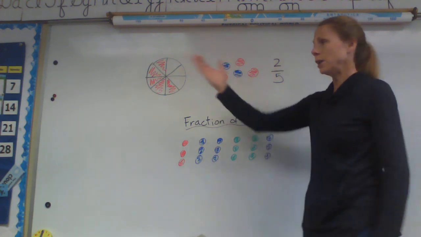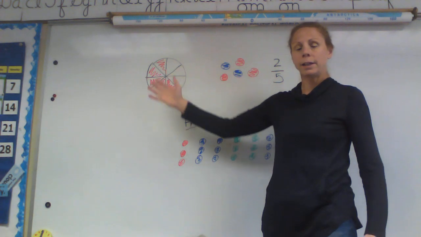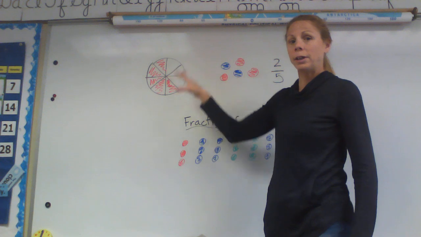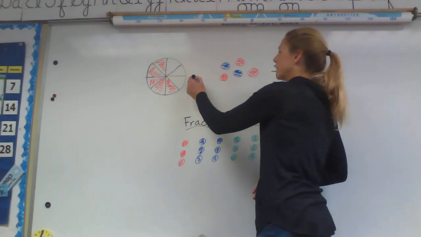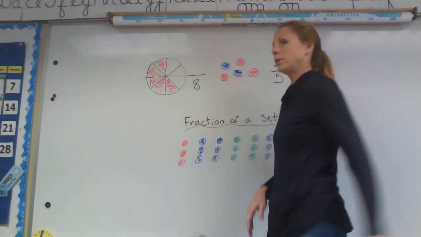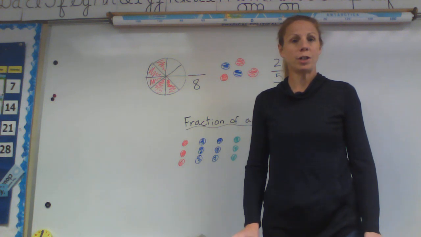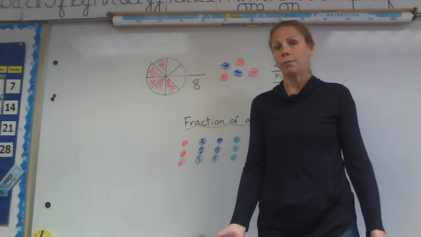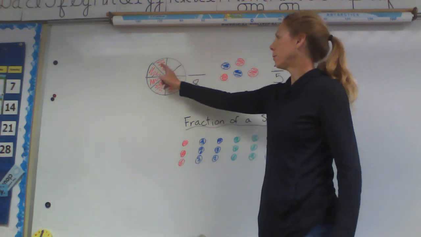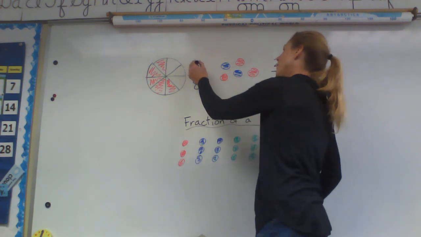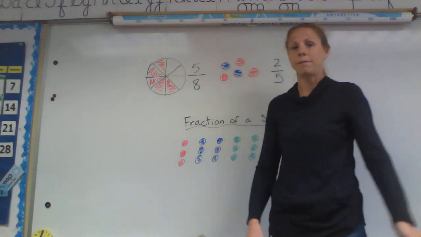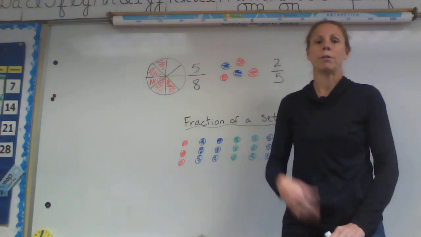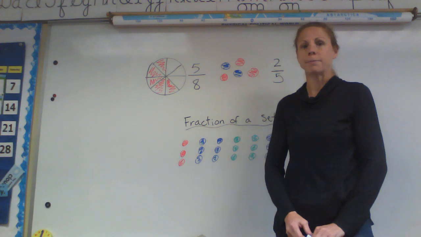So if we go over here to our pizza, how many parts are in the whole pizza? There are 8 parts. That's our denominator. How many parts are shaded red? What fraction of the pizza is shaded red? And that would be 1, 2, 3, 4, 5 eighths. 5 eighths are shaded red, or 5 out of 8 parts. Okay?